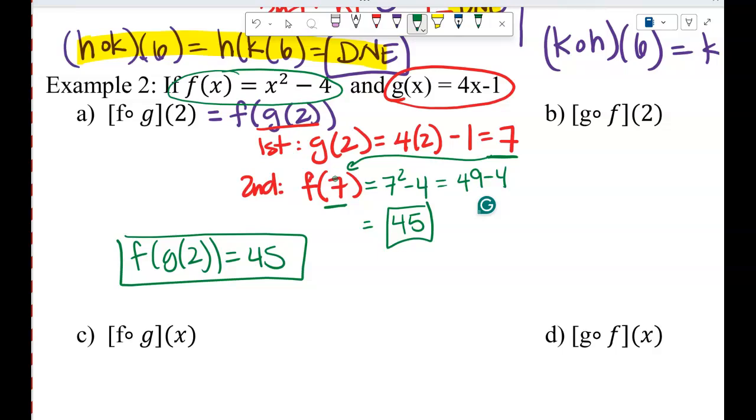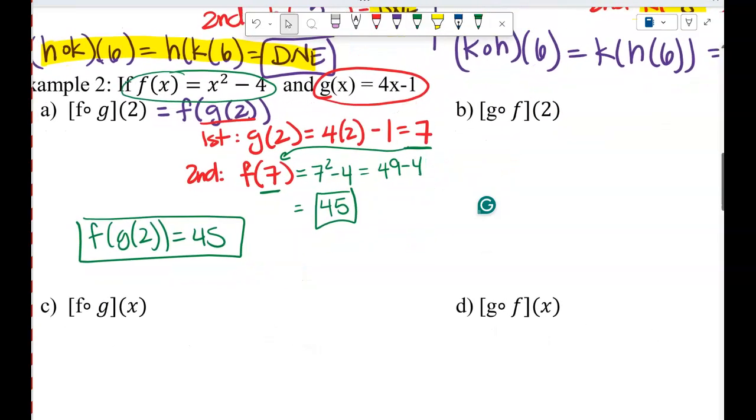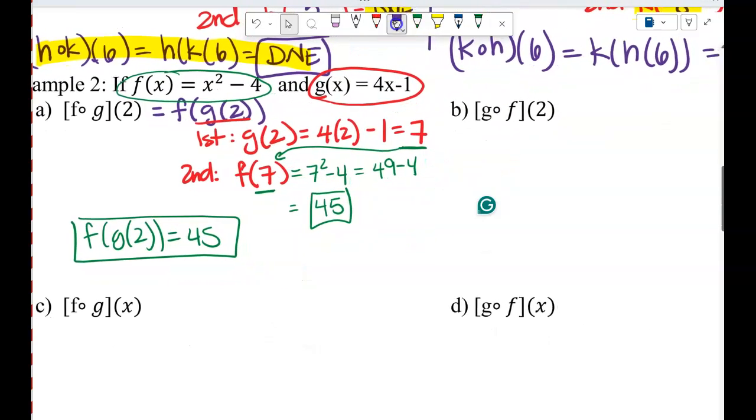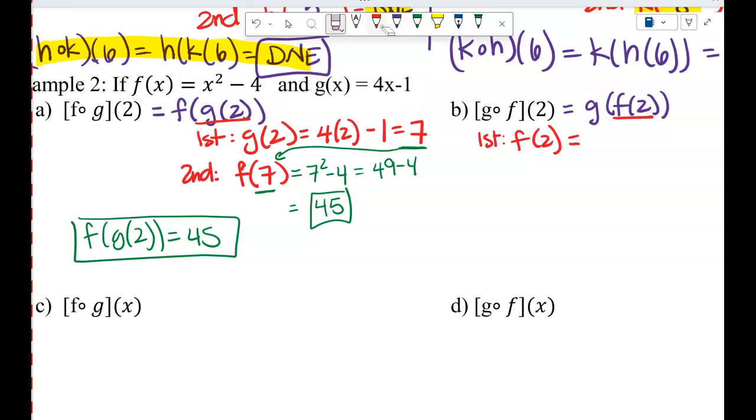All right, let's do b. B is very similar, except we are asked to do g of f of 2, meaning that we need to do the inner component first, which is f of 2. Well, f of 2, let's look at the f function really quickly. Find y when x is 2. So 2 squared minus 4. 2 squared is 4. 4 minus 4 is 0.